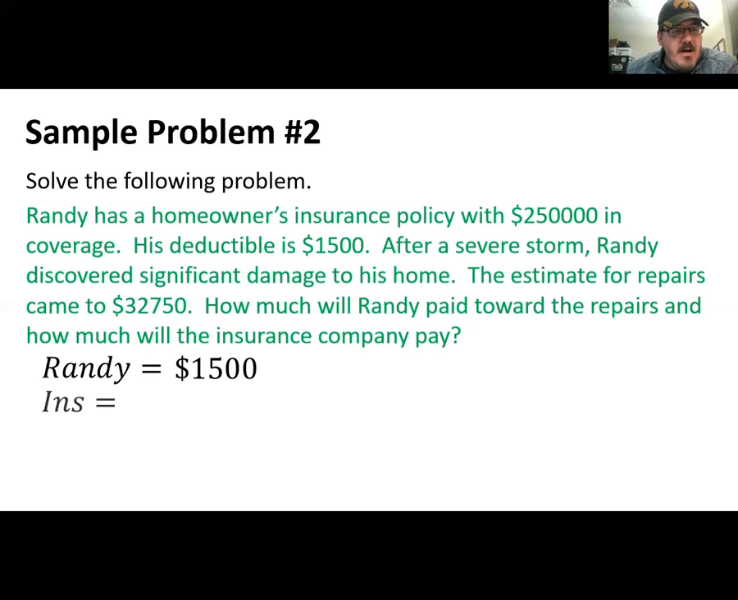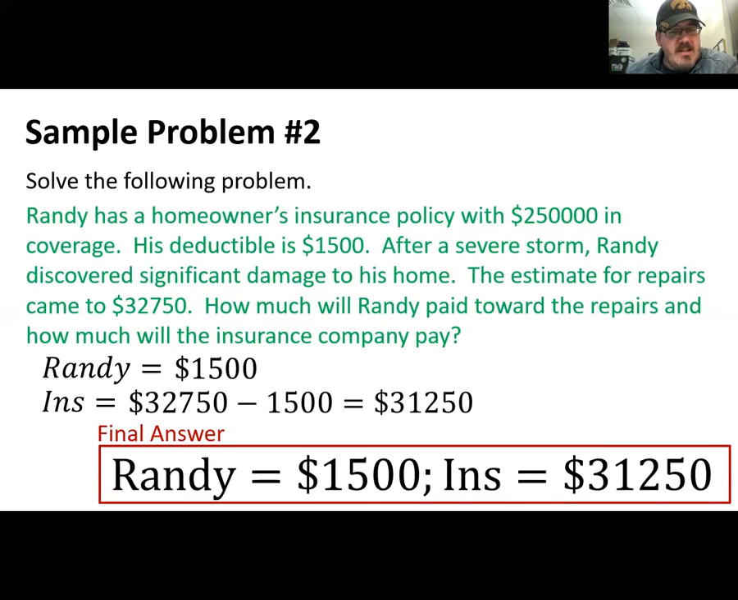So to figure out the insurance company's side of things, we're going to take the total amount for the repairs and subtract off the deductible. And so when you do that, you end up with a balance of $31,250. That's what the insurance company is going to pay. So to cover this entire claim, Randy pays the deductible, the insurance company pays the rest. And there you go.